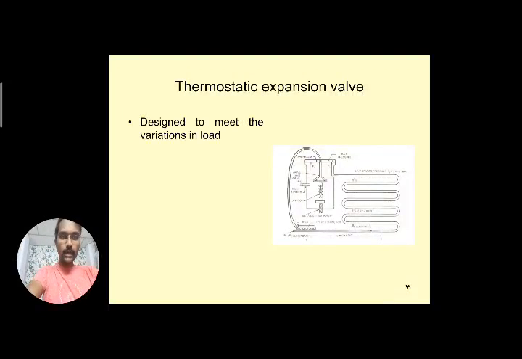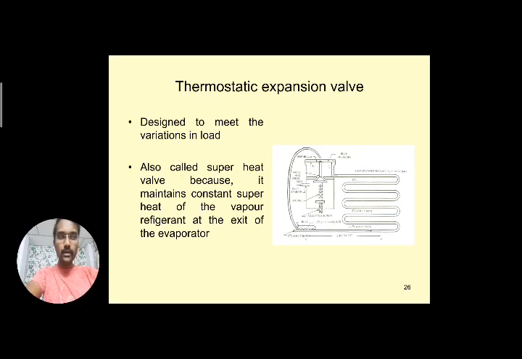Here the thermostatic expansion valve, or TEX valve, is designed to meet the variations in the load. If you observe the previous expansion device, the capillary tube, its main demerit is when fluctuations of load take place in the evaporator. When there are large load variations in the evaporator, we cannot go for the capillary tube. So in that case we can employ this thermostatic expansion valve. Another name for this is the superheat valve.